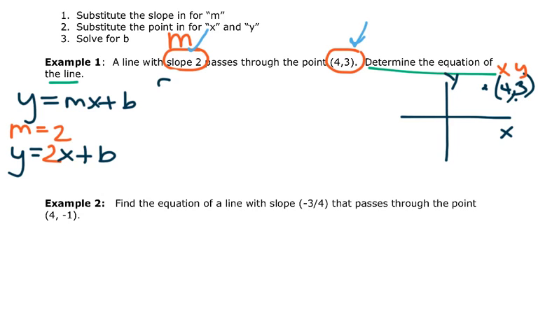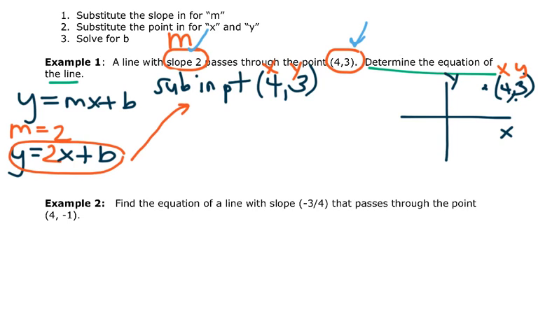So what I'm going to do is sub in the point (4, 3) into our equation. Points are listed x and then y. So every time I see an x, I'm going to put a 4, and every time I see a y, I'm going to put a 3. So let's copy from this equation here up to here.